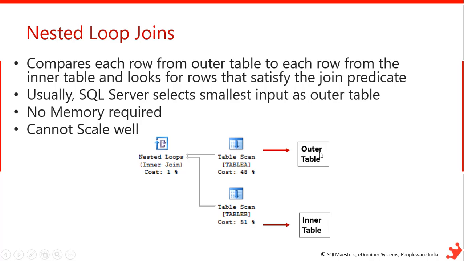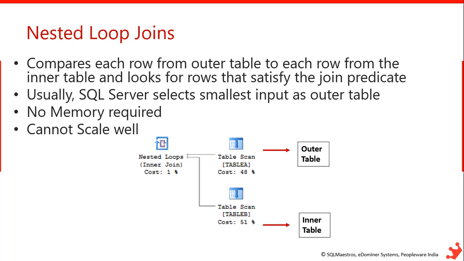This operation doesn't require any memory, but if the data sets become huge, this won't scale very well, because every row from the outer table has to be checked with every row from the inner table. So if the data sets are very big, this won't scale out very well. This is one of the disadvantages of nested loop join.